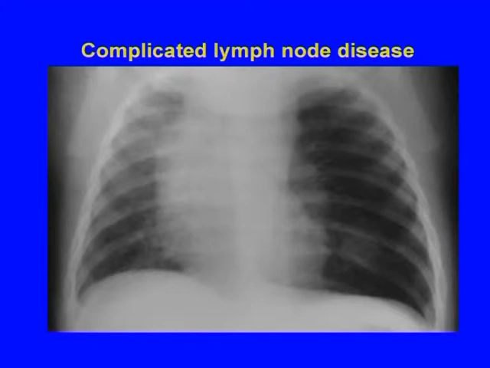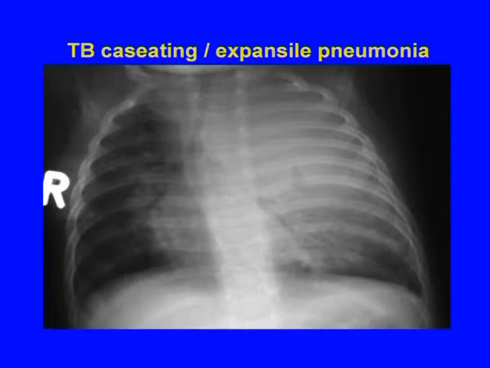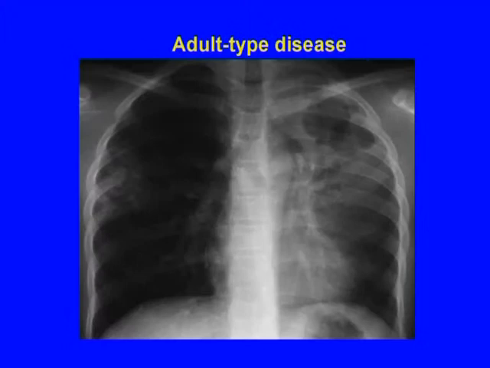Complicated lymph node disease, I'm sorry, it's not projecting very well here. This actually should show compression of the left main stem bronchus and hyperinflation, a ball valve effect on that left side. And then caseating expansile pneumonia, again, you can see almost compression of that left main stem bronchus and shift to the right side. And lastly, adult type cavitary disease, which we tend to see more in adolescent populations, but also HIV-infected children have an increased risk of developing caseating disease.